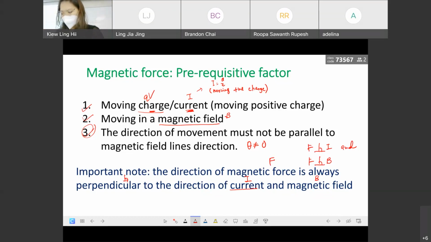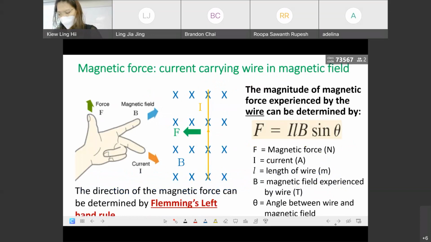Remember, the direction of force must always be perpendicular to the direction of current and magnetic field, meaning that force must be perpendicular to current and force must be perpendicular to magnetic field. So how do we determine the direction? Using Fleming's left hand rule. Now your left hand: stretch your thumb, pointing and middle finger until they are perpendicular. Thumb is perpendicular with your pointing finger, and thumb and your middle finger must be perpendicular also. You have to stretch until like this.